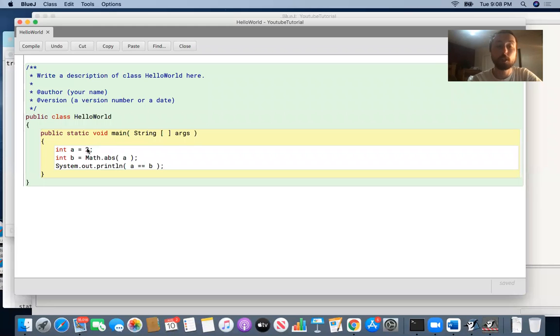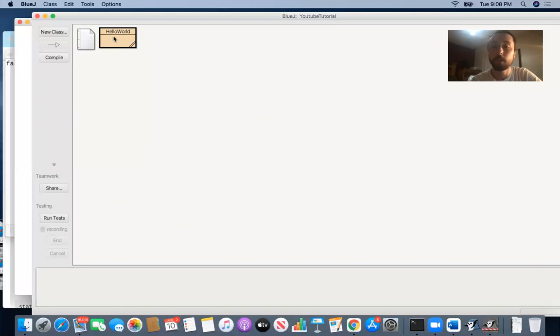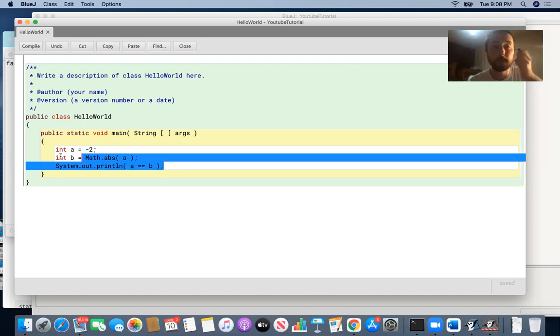But then if we go ahead and change a to be negative 2, we would not expect negative 2 to be equal to the absolute value of negative 2. We would expect the absolute value of negative 2 to be positive 2. So that's the absolute value. Same thing can happen with floats. You can do the same thing with floating point numbers.